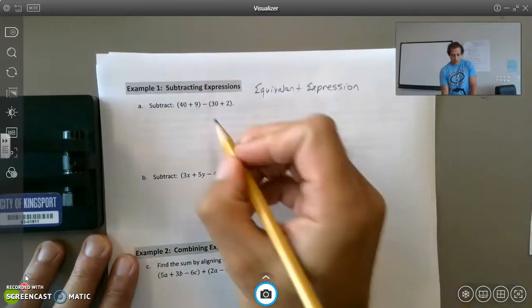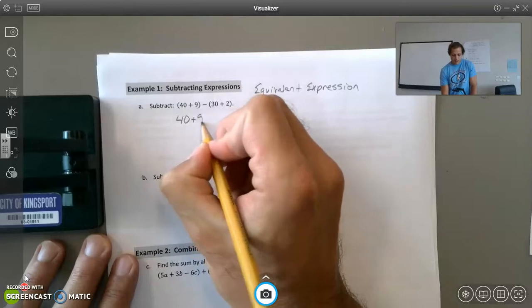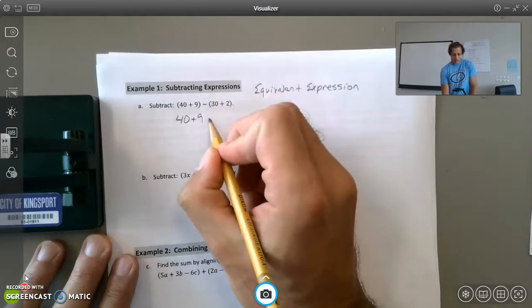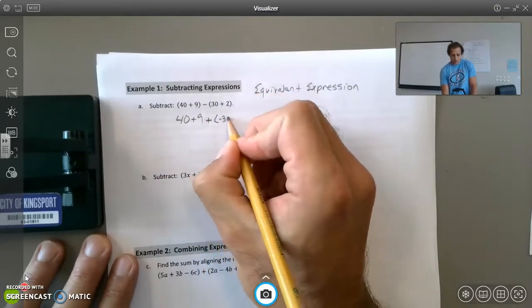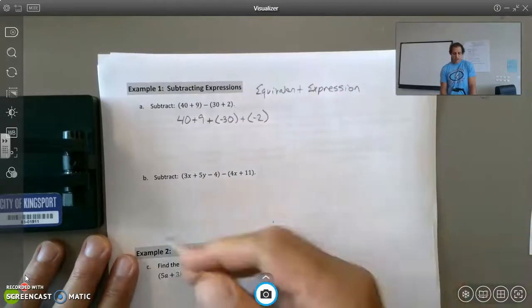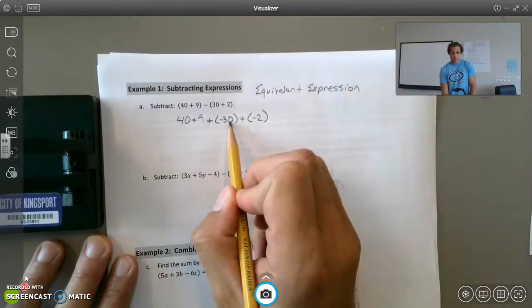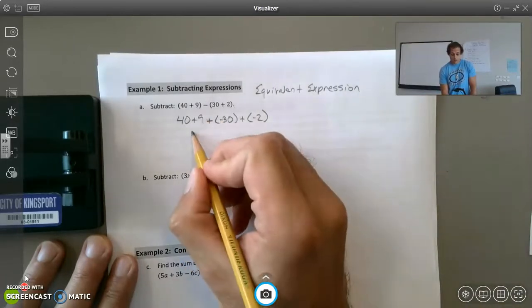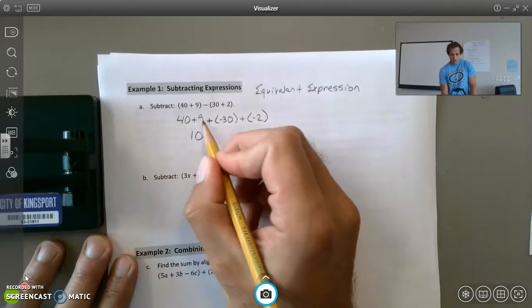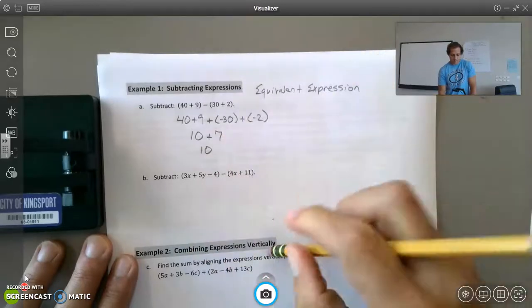Well, we could make this 40 plus 9, and the opposite of 30 plus 2 would be plus negative 30 plus negative 2. And then I could add these using the commutative property. I could do 40 plus negative 30, and I would get 10. And I could do 9 plus negative 2 and get 7. My answer would be 17.